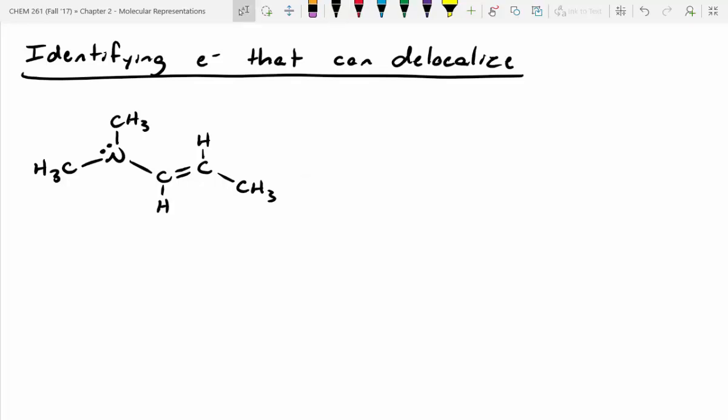Can I move this pi bond over here? Why not? Yeah, the nitrogen would be overloaded with electrons. It would have more than an octet. So we've got to figure out other things we can move. If we can't move that pi bond, we've got to move the lone pair. So can I move this lone pair like that? Nope, that carbon would be overloaded. So we've got to move it over here.